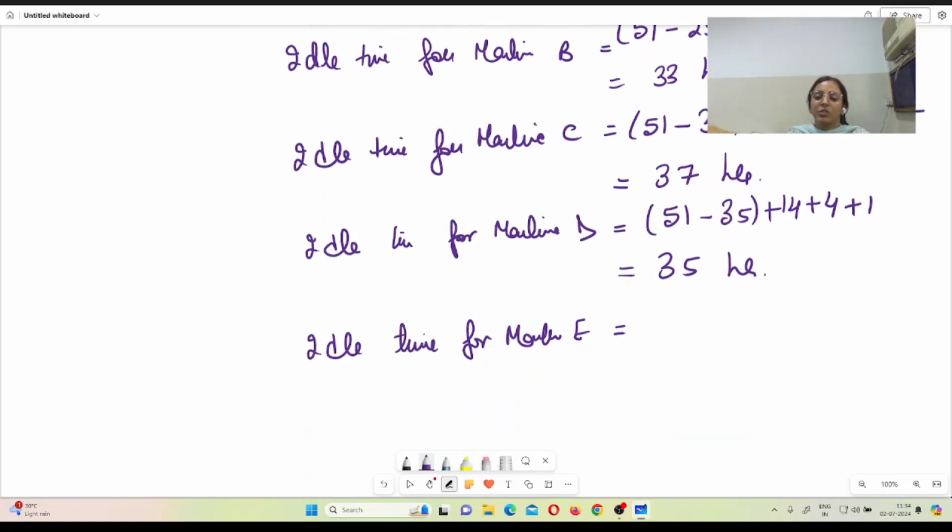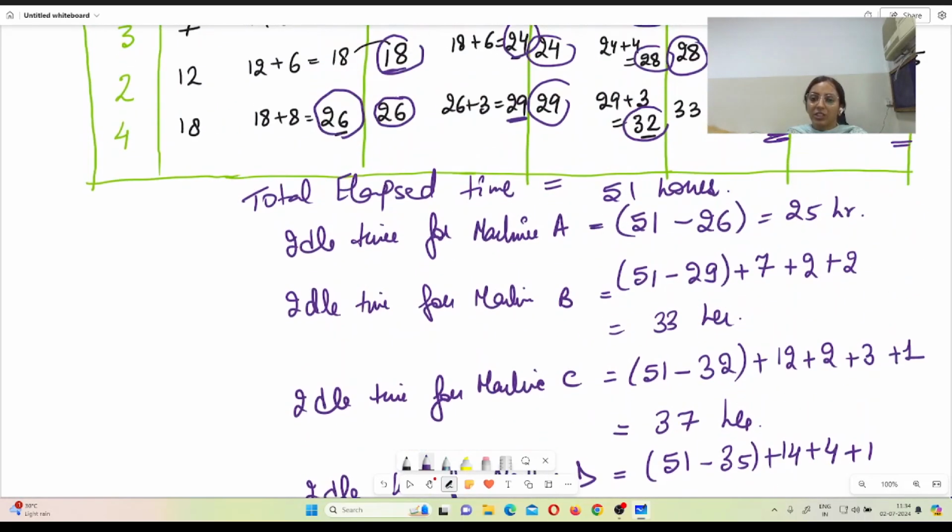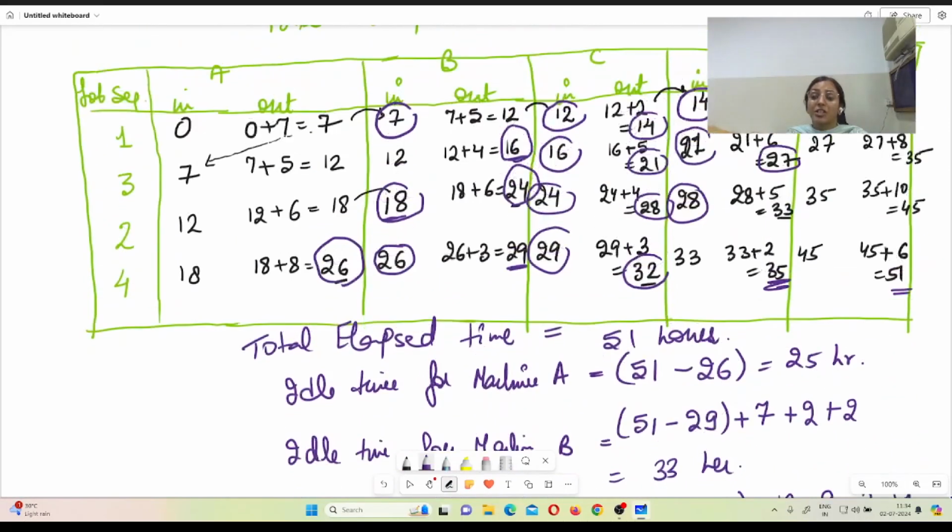Now the last, that is machine E. Machine E has a total elapsed time of 51, and yes, it completed its work. Out time is also 51. But as usual, as discussed, we have to take step one from the starting stage only. Yes, machine E has to wait while work is going on A, B, C, D. That means it waits for 17 hours first of all. And then it is 26 when it is completed, but started the next process at 27.